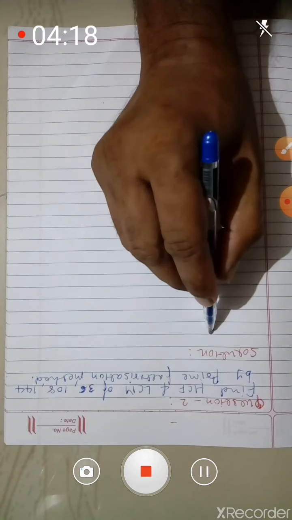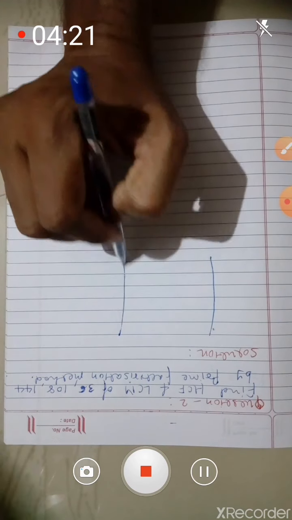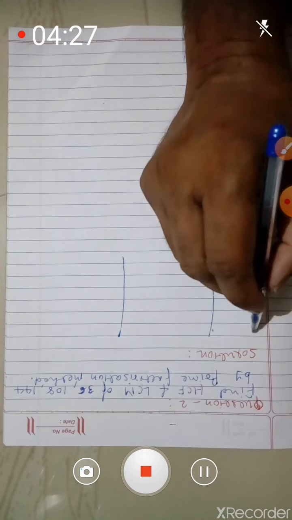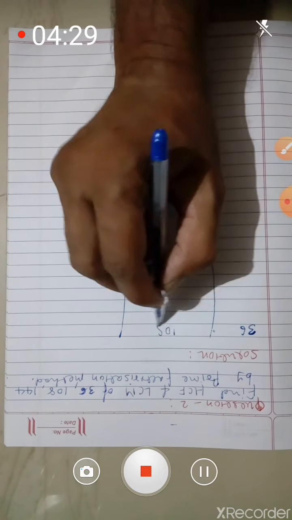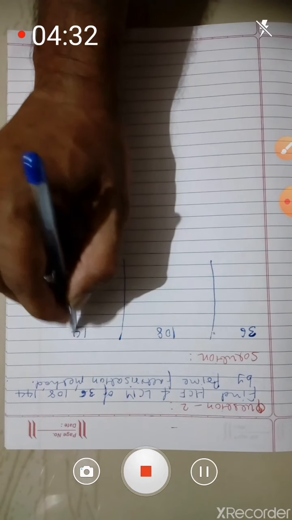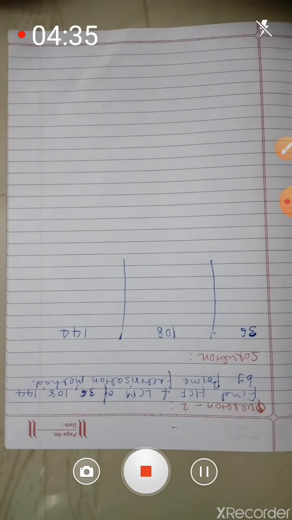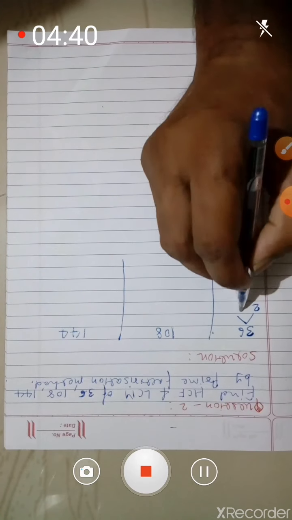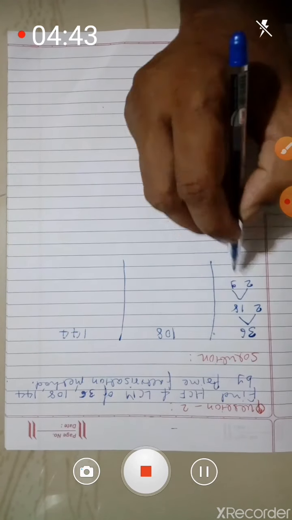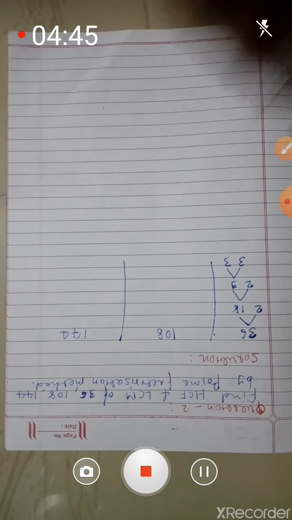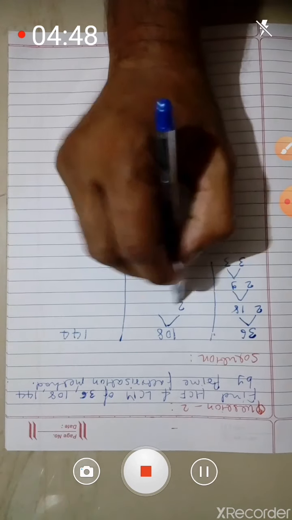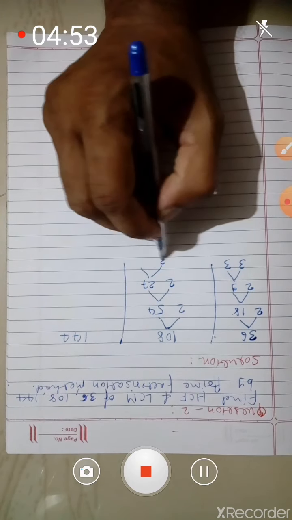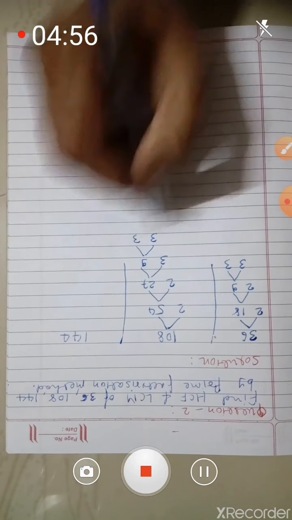So first step, show all numbers by prime factors. So 36, 108 and 144. So prime factorization of 36: 2 into 18, 2 into 9 and 3 into 3. Now prime factorization of 108: 2 into 54, 2 into 27, 3 into 9 and 3 into 3.